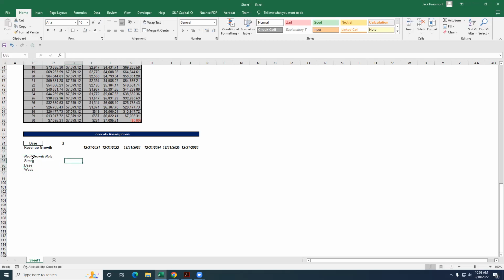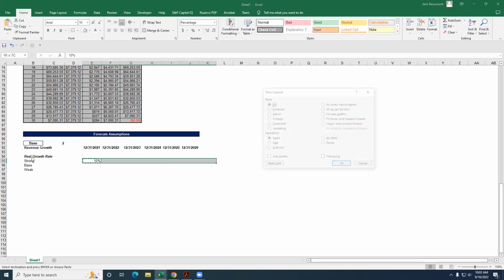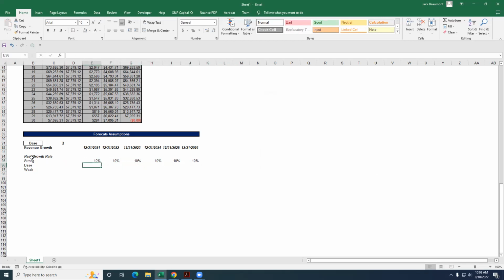So you'll see here what we're going to do. Let's say for strong growth, we would have 10% growth across this amount of periods. Let's say our base growth would be based on maybe the historic. Now the historical is going to be a bit distorted because we've had almost 20% growth in rents. So let's historically kind of say around maybe 5%.